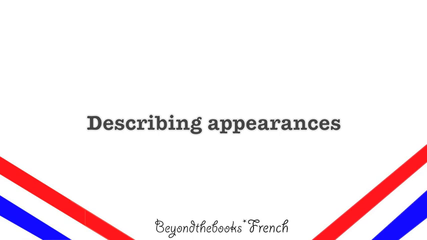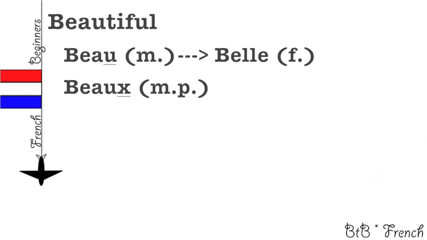Now we're going to learn how to use adjectives to describe appearances of a person or an object. Let's take the word beau. It is in the masculine singular form and it means beautiful. The feminine form is pronounced belle. As you can see, the feminine form for beautiful is totally different from the nationalities that were shown to you before, where one had to just add an E at the end. The feminine form of beautiful is completely a different word.